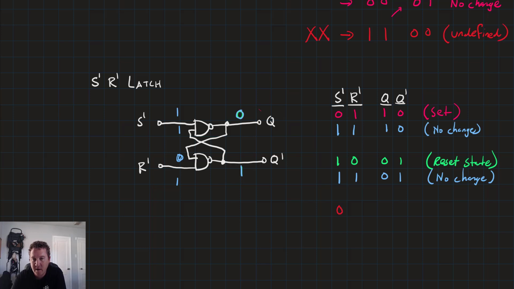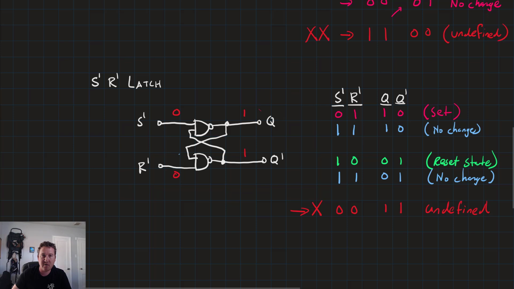Now, just like before, it's possible to have an undefined state. But for S naught, R naught, that undefined happens at 0, 0. Remember, if we have 0, 0, 0 dominates the NAND gate and puts 1s on both the outputs. And so it says Q is 1 and Q naught is 1, which is sort of a violation of even the Boolean algebra there. So that's, again, our undefined, the system catches fire state that we want to try to avoid. So that's the S naught R naught latch, just the inverse of the SR latch.